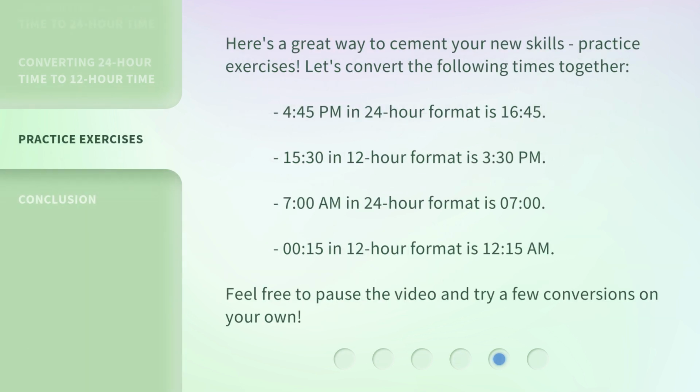Here's a great way to cement your new skills: practice exercises. Let's convert the following times together. 4:45 PM in 24-hour format is 16:45. 15:30 in 12-hour format is 3:30 PM. 7 AM in 24-hour format is 7 o'clock. 0:15 in 12-hour format is 12:15 AM. Feel free to pause the video and try a few conversions on your own.